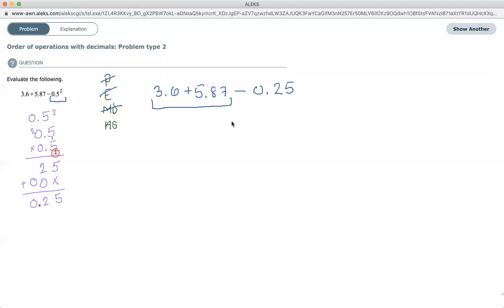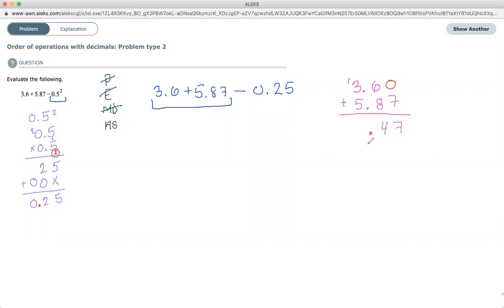When adding with decimals, you want to make sure you have lined up the place values. So I have 3.6 plus 5.87. If it helps, fill in any empty spaces with a 0. So right above the 7, I'm going to put in a 0. 0 plus 7 is 7. 6 plus 8 is 14. I have to carry the 1, but I have to bring down the decimal.